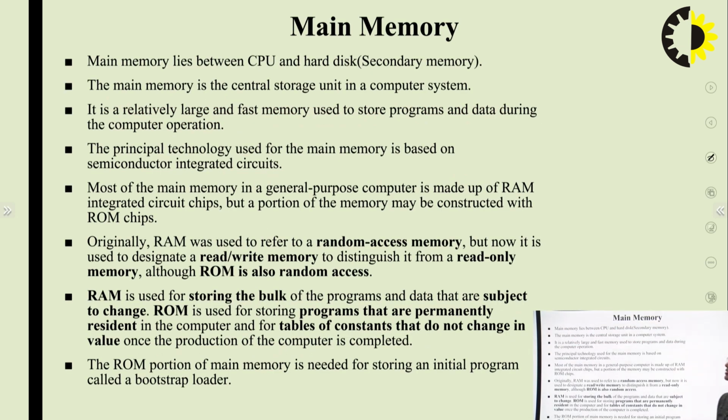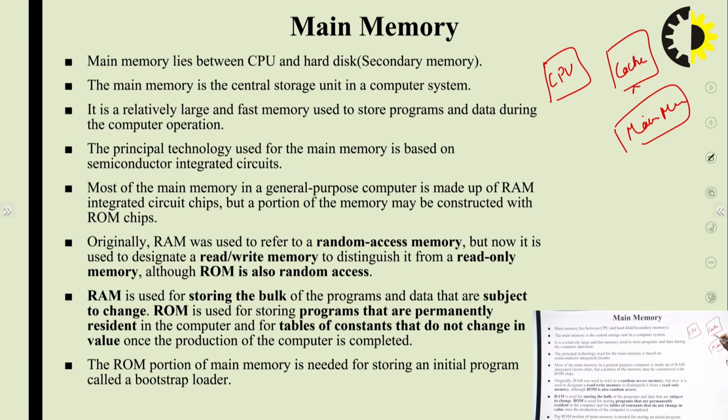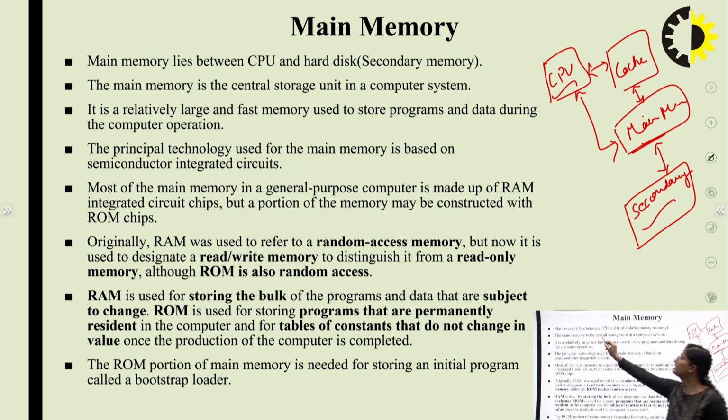So what is main memory? Basically, we have seen that this is your CPU, this is your cache, and then it is main memory. CPU can also be directly connected to main memory, and then here it is secondary memory, or you can say auxiliary memory. So basically the main memory lies between the CPU and the secondary memory.